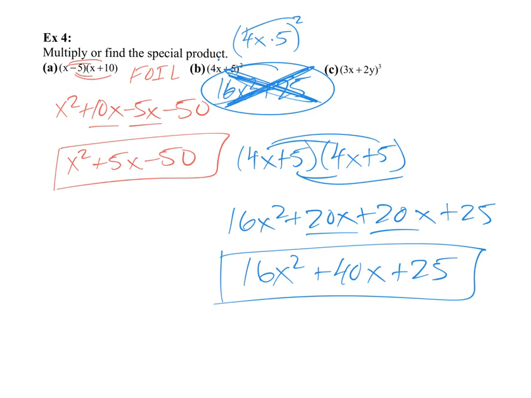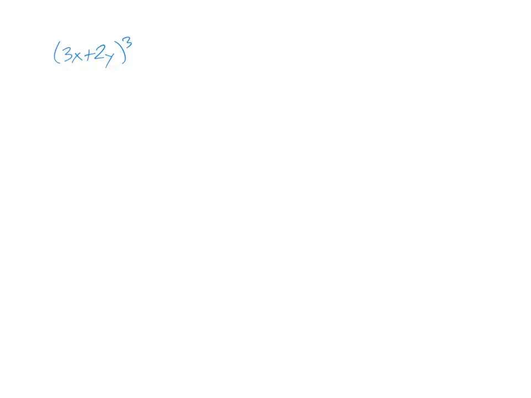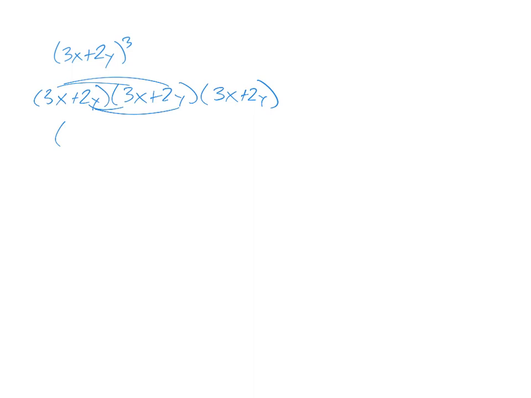Okay, for the third example, going to the next page, I'm going to show you 2 different ways to do this problem. All right, first thing we're going to do is just expand. 3x plus 2y times 3x plus 2y times 3x plus 2y. All right. Then we get, by foiling the first two binomials, 9x squared plus 6xy plus 6xy plus 4y squared times 3x plus 2y.